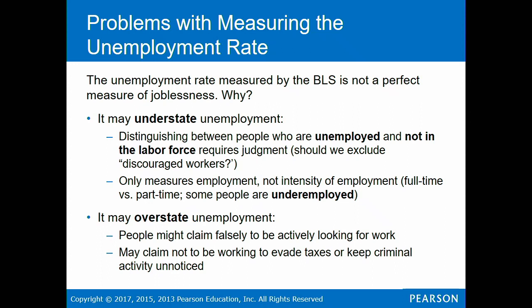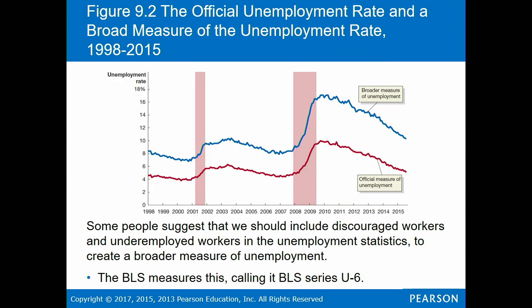So you don't have anything changing underlying the economy in the situation. You just have people saying they're looking for work or actually looking for work when they typically would leave, changing what the unemployment rate is. So it's another way that it makes it difficult to accurately estimate what's really going on in the labor market. There's obviously people that work in the black market that claim not to be working to evade taxes, keep their criminal activity unnoticed. So again, you can't quite capture everything with this unemployment rate as currently measured.